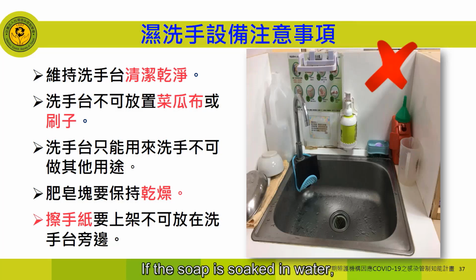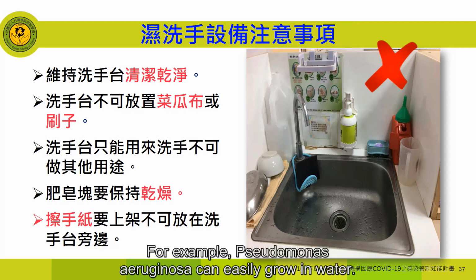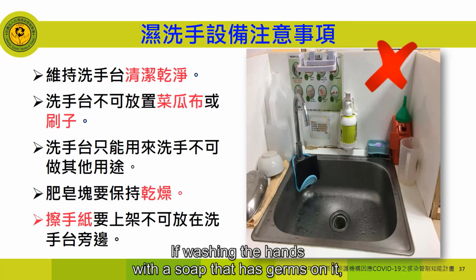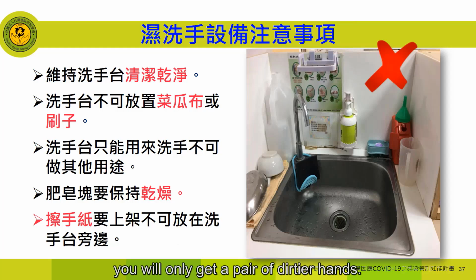If the soap is soaked in water, there would be a lot of microbes on it. For example, Pseudomonas aeruginosa can easily grow in water. If washing the hands with a soap that has germs on it, you will only get a pair of dirtier hands.